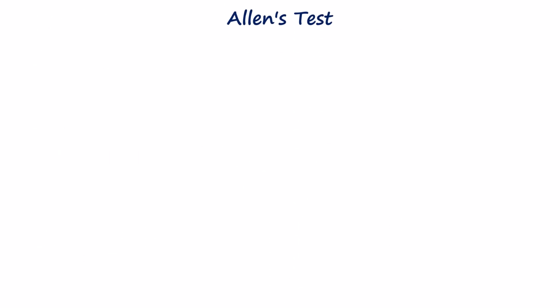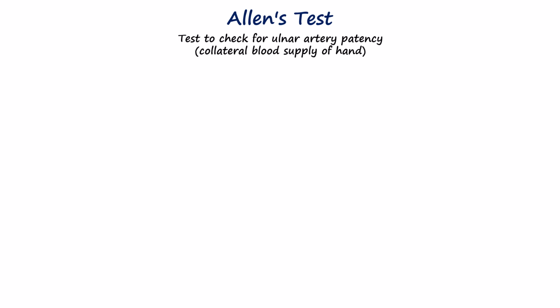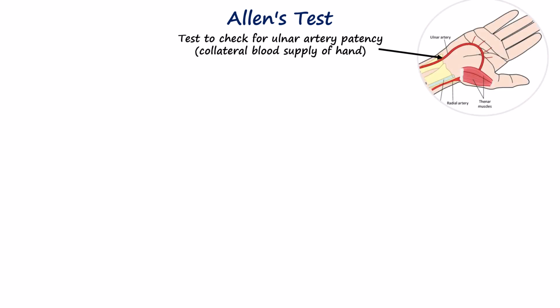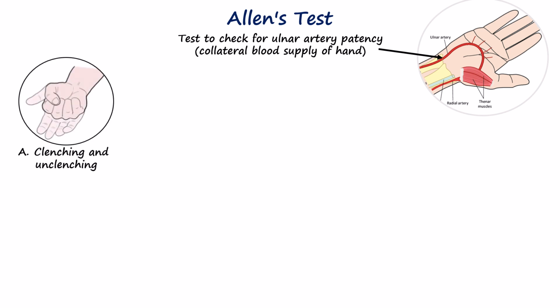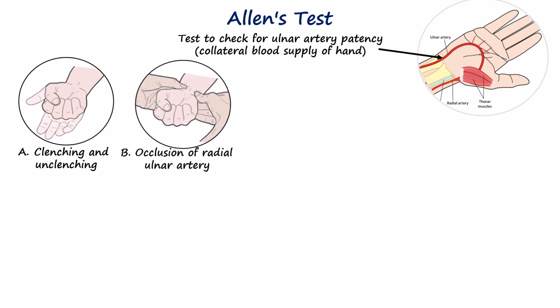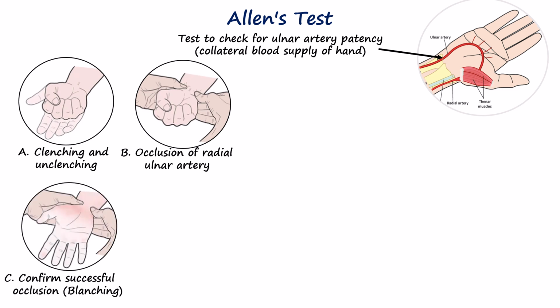Before sampling from the radial artery, an Allen's test is mandatory to assess the patency of the ulnar artery and ensure sufficient collateral blood flow to the hand in case the radial artery is compromised. To perform Allen's test, instruct the patient to repeatedly clench and unclench their fist approximately 5 to 10 times to exsanguinate the hand. Apply firm digital pressure with both thumbs to occlude both the radial and ulnar arteries simultaneously, confirming successful occlusion by observing blanching of the palm and fingers.